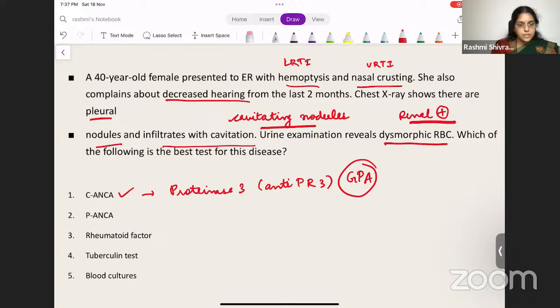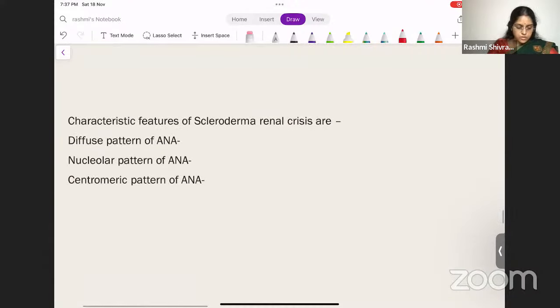P ANCA can be seen in EGPA also. And tuberculin test is seen in tuberculosis. So this is quite simple when you are able to identify the disease based on these key points. And one more thing I had told you, C ANCA, the antigen will be starting with P. Proteinase 3, it is not MPO. So let's move on to the next thing.